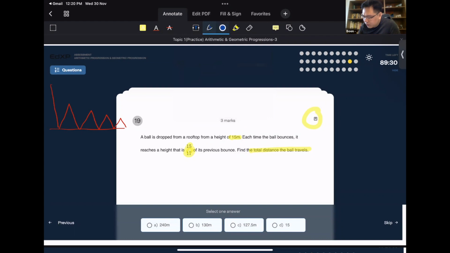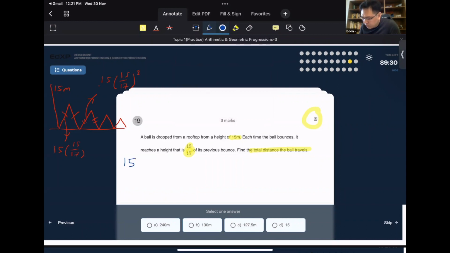So the first term over here is 15 meters. Okay, and this distance over here will be 15 times 15 over 17. And notice that it happens twice, once here and once here. And this distance over here will be 15 times 15 over 17 squared. And again, it repeats when it comes down. So you should identify by now that this is actually a geometric progression.